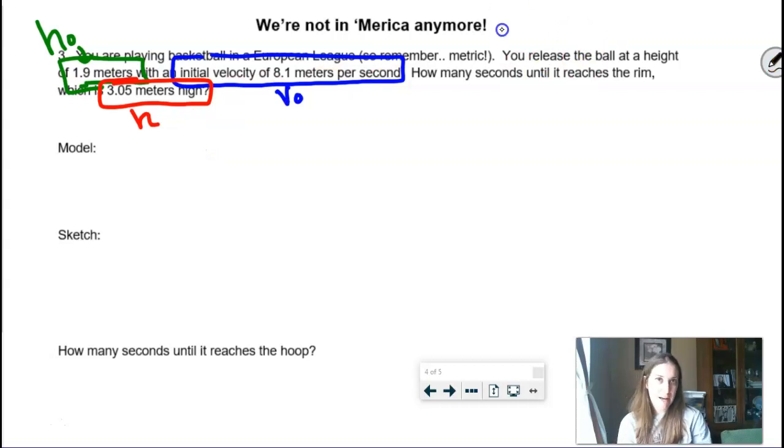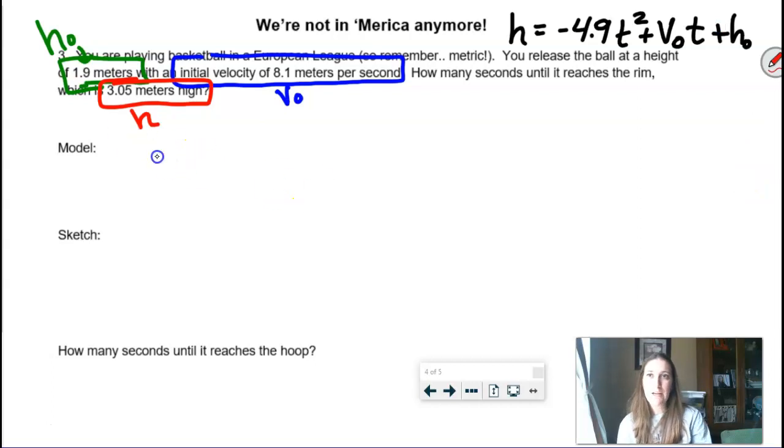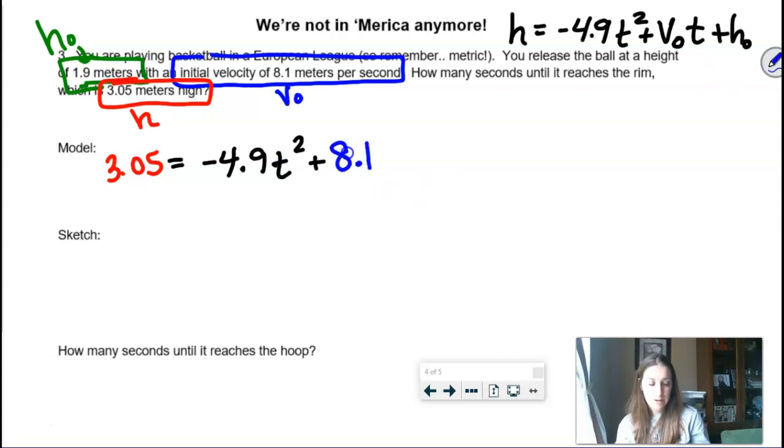So using that modified version of the model, h equals, instead of 16, it's -4.9 t squared plus initial velocity times t plus your initial height. All right, let's plug her in. So for us, instead of writing h equals, I'm going to write 3.05 equals -4.9 t squared plus 8.1 t. And then our initial height, the ball release, was at 1.9 meters. Okay, so that's the model.